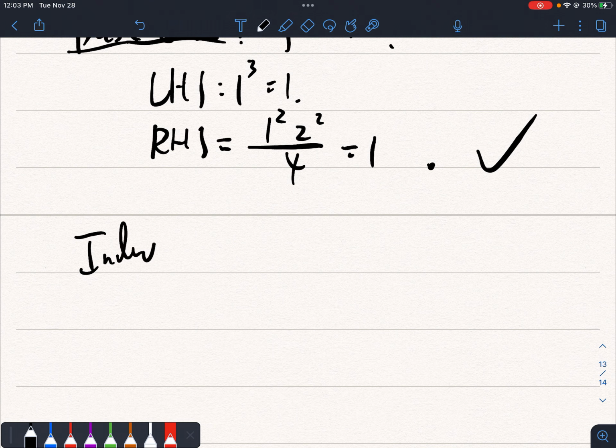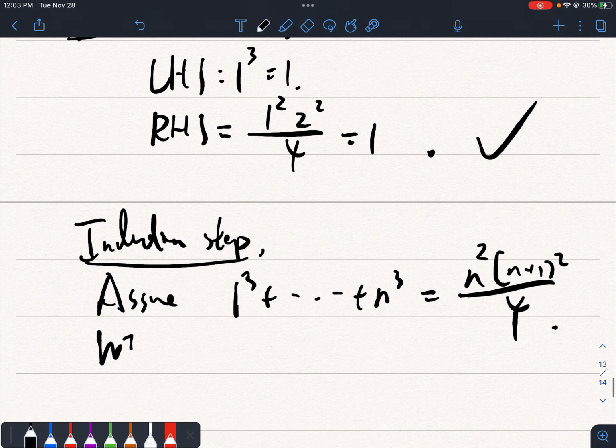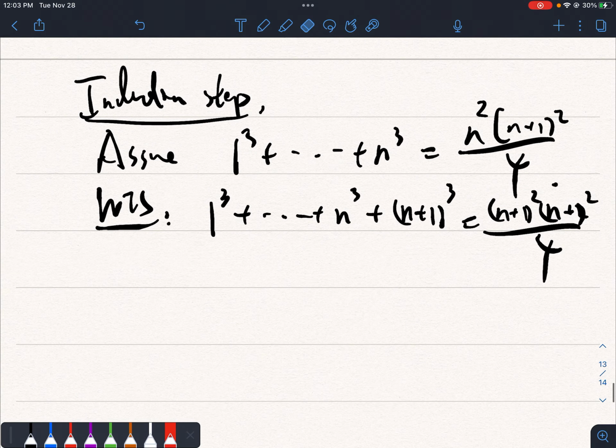And the induction step: you assume it is true for n, so you assume that 1 cubed plus all the way to n cubed is n squared times n plus 1 squared over 4, and you want to show that if you have an additional term, n plus 1 cubed, then it should be n plus 1 squared times n plus 2 squared over 4, right? To prove it, you can use the induction hypothesis to evaluate the first n terms.